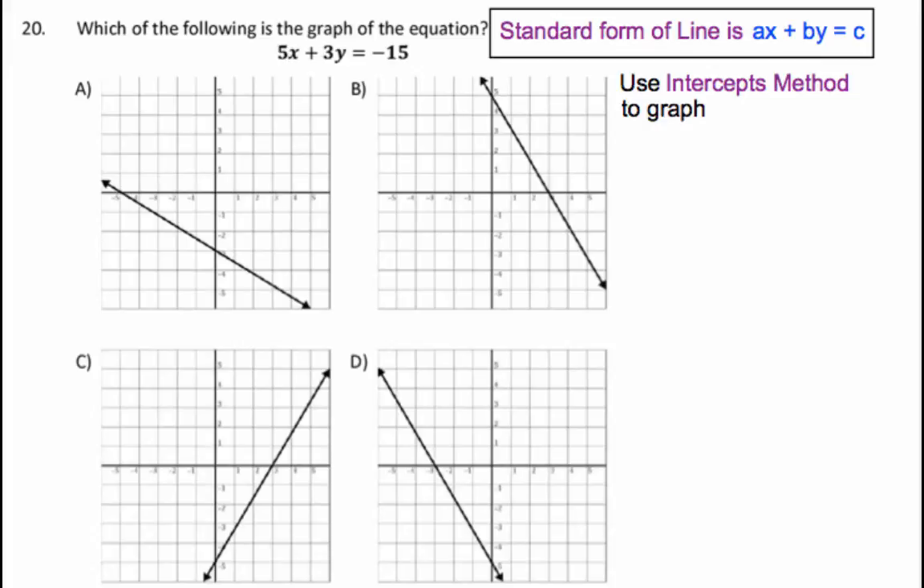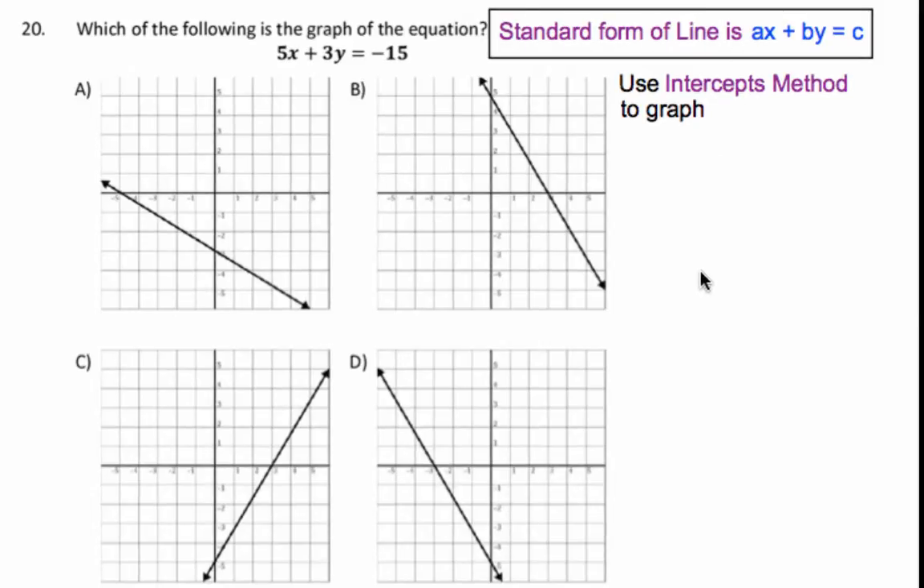Problem number 20 asks you to graph the equation 5x plus 3y equals negative 15. Now this is the equation of a straight line, and the way you know that is when you have some number times x plus some number times y equal a number, that is the equation of a straight line. And when it's in this particular form of a straight line, namely standard form, it's very easy to graph using the intercepts method.